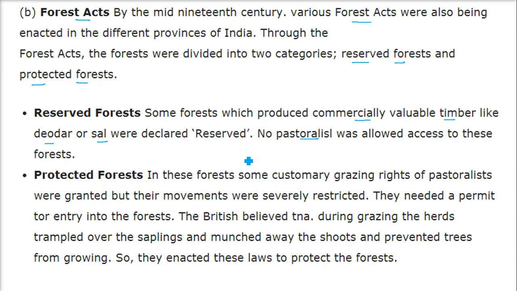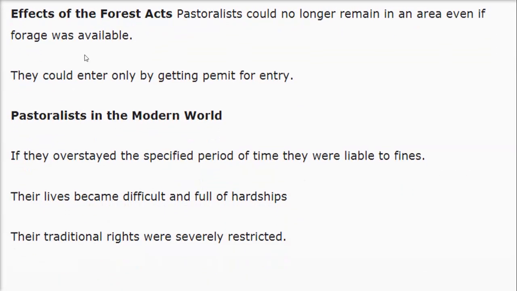What about the protected forest? In these forests, some customary grazing rights, that is traditional rights of pastoralists, were granted, but the movements were severely restricted. The pastoralists ought to obtain a permit from the authorities, and the British believed that during grazing, the herds trampled over the saplings, that is the small plants, and munched away the shoots and prevented trees from growing. That is why they enacted these laws in order to protect the forests.